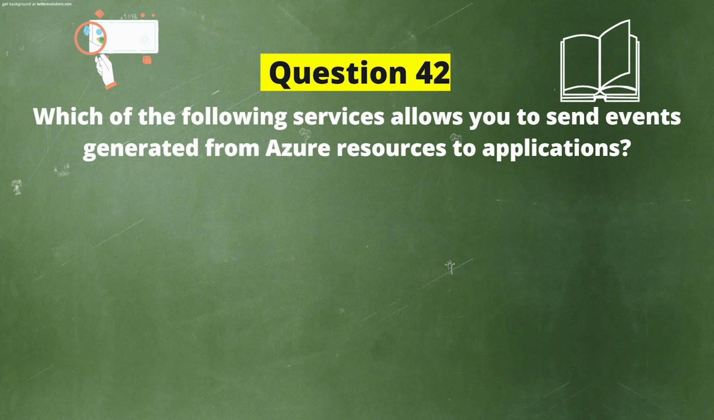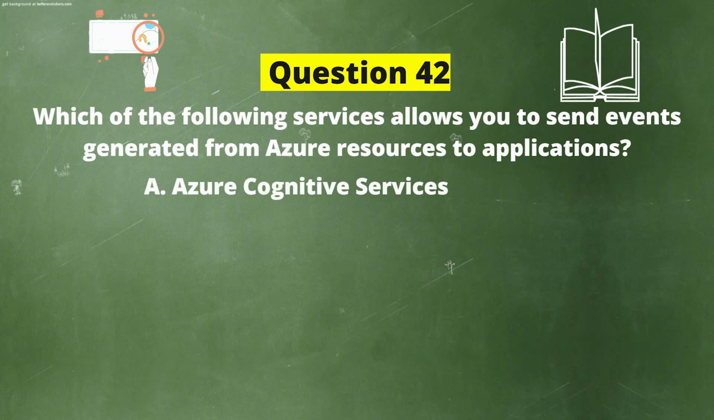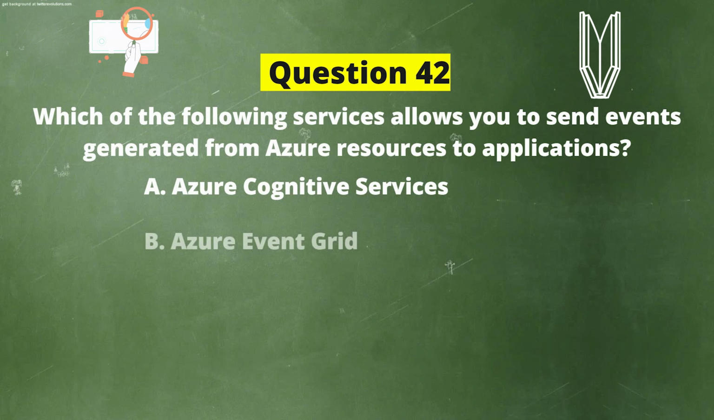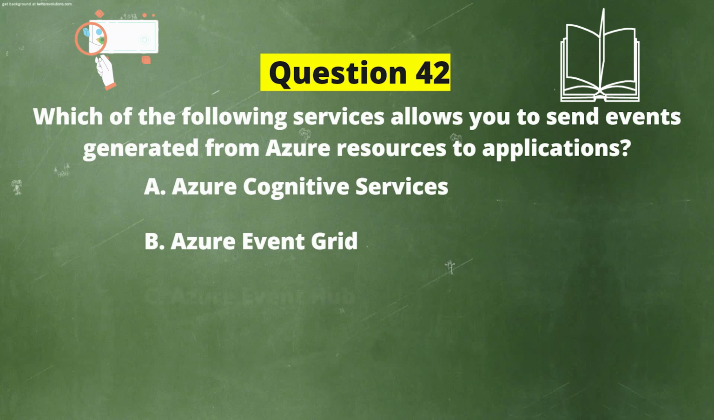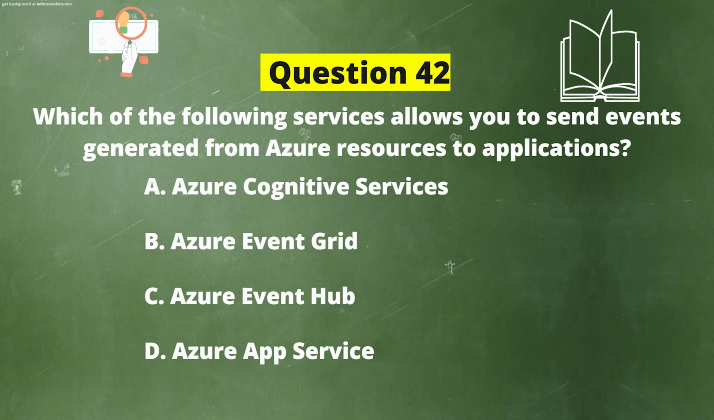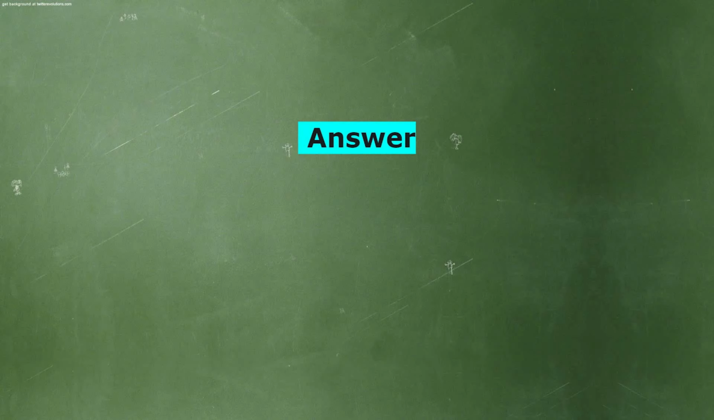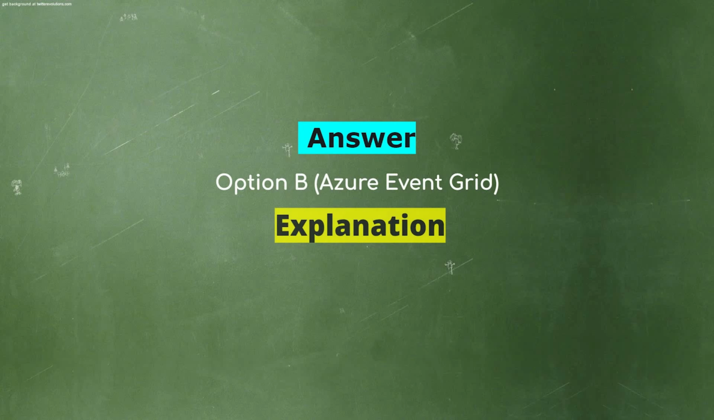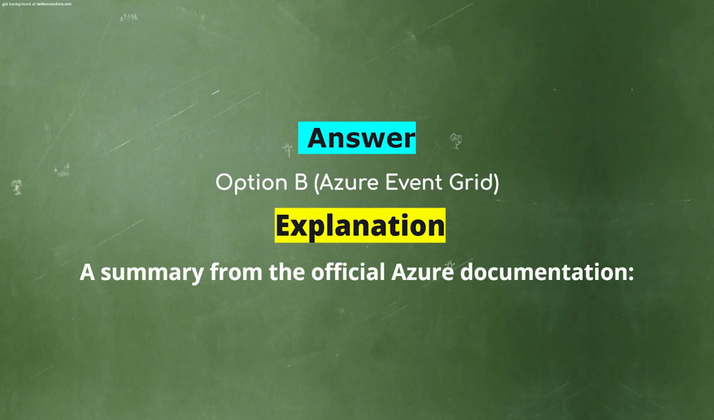Next question. Which of the following services allows you to send events generated from Azure Resources to applications? Option A, Azure Cognitive Services. Option B, Azure Event Grid. Option C, Azure Event Hub. Option D, Azure App Service. And the correct answer is option B, Azure Event Grid. Explanation. A summary from the official Azure documentation.